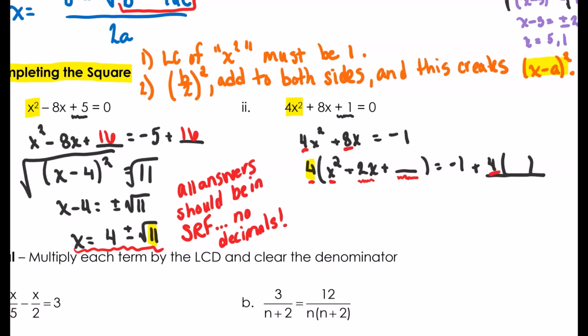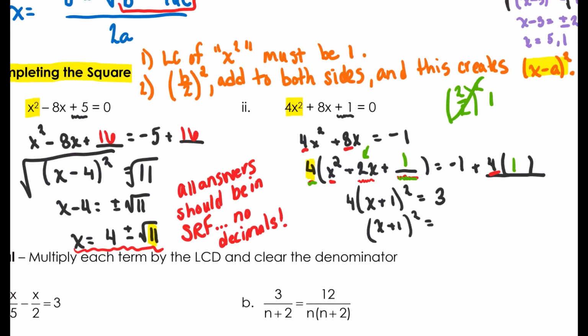All right, now figure out your special number. So off to the side here, I've got b over 2. So again, my b is 2. So I've got 2 over 2, and then I square that, and of course that's just going to give me 1. Well, remember, it's not really 1, it's 4 times 1. And so you're really adding 4 to both sides. Now the left-handed side becomes 4 times x plus 1 quantity squared. And then the right-handed side is 3. I divided out my 4, and so I get x plus 1 quantity squared is equal to 3/4.